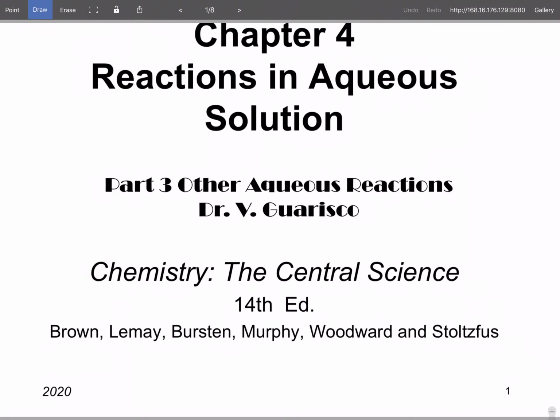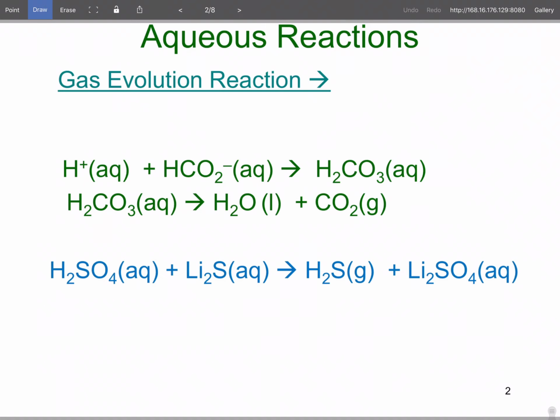We're at part 3, other aqueous reactions. We've talked about precipitation reactions and complete net ionic. There are other ones that fall into this category. Well, one is gas evolution. That means a gas is formed.